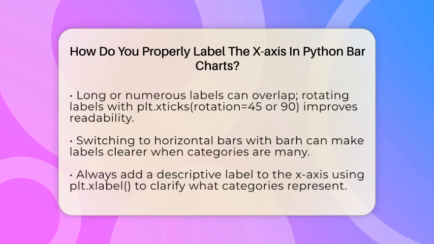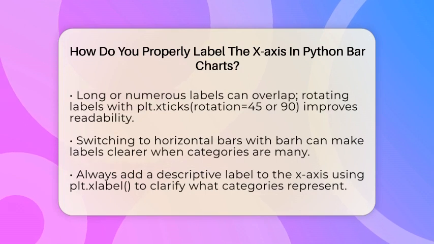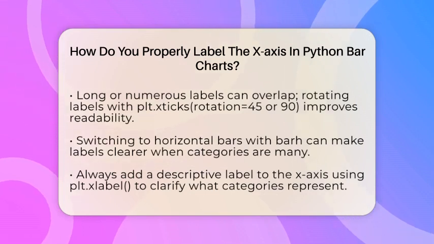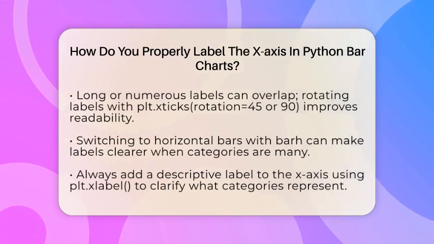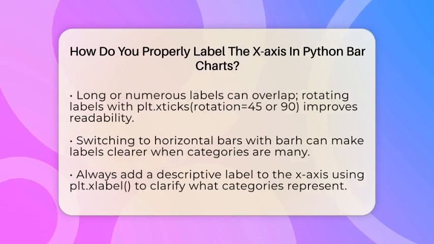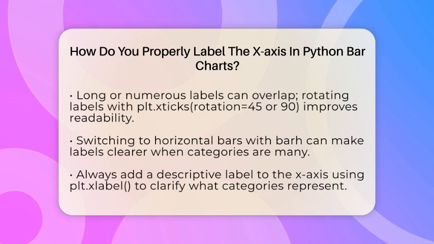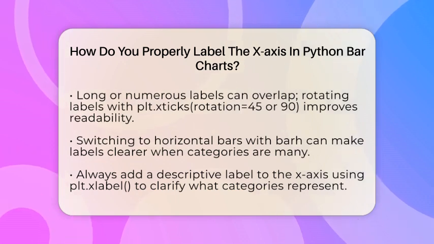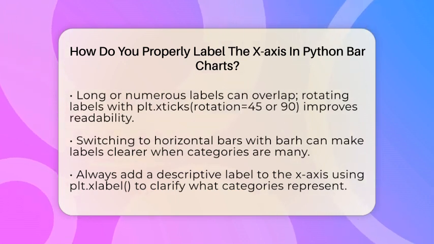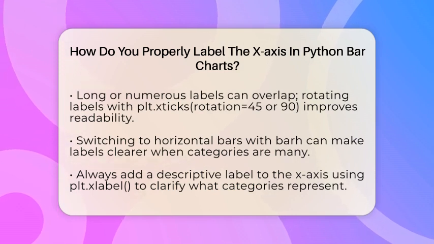Another way is to use numerical positions for the bars, like 0, 1, and 2, and then assign labels separately. You can do this with the tick_label parameter: plt.bar(range(3), [10, 15, 7], tick_label=['apples', 'bananas', 'cherries']). This approach is handy if you want more control over where the labels appear.